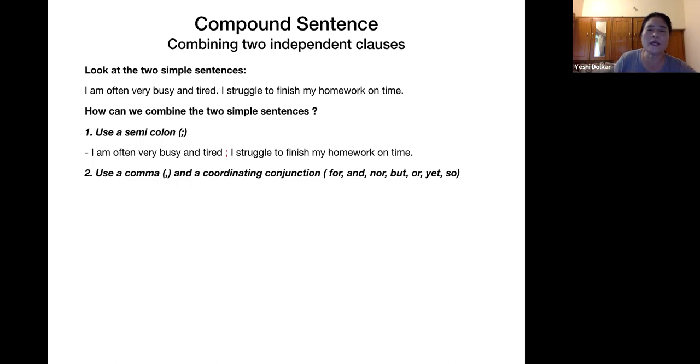The second way is to use a comma and a conjunction. You put a comma and then you put a conjunction. All right, so you see all the conjunctions over here. These are called coordinating conjunctions. Okay, a compound sentence needs two independent clauses, and these conjunctions: for, and, nor, but, or, yet, so. And you put a comma also. You have to put a comma there. Okay, so let's see how it's done.